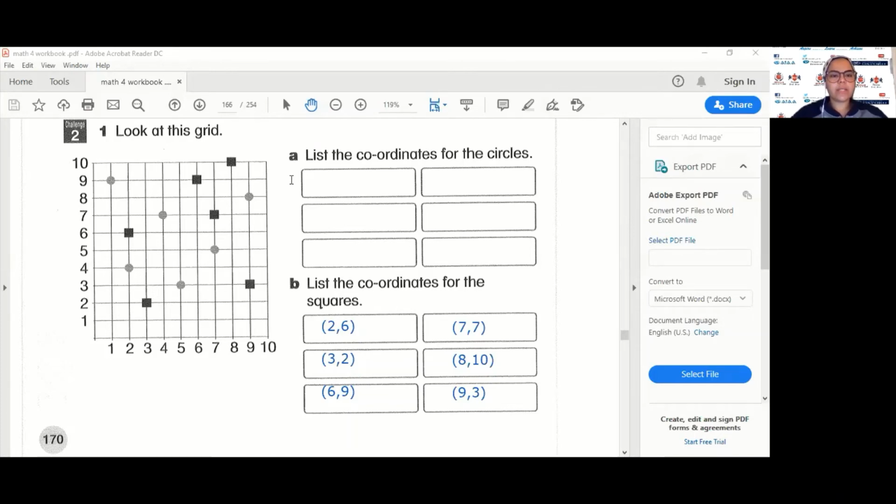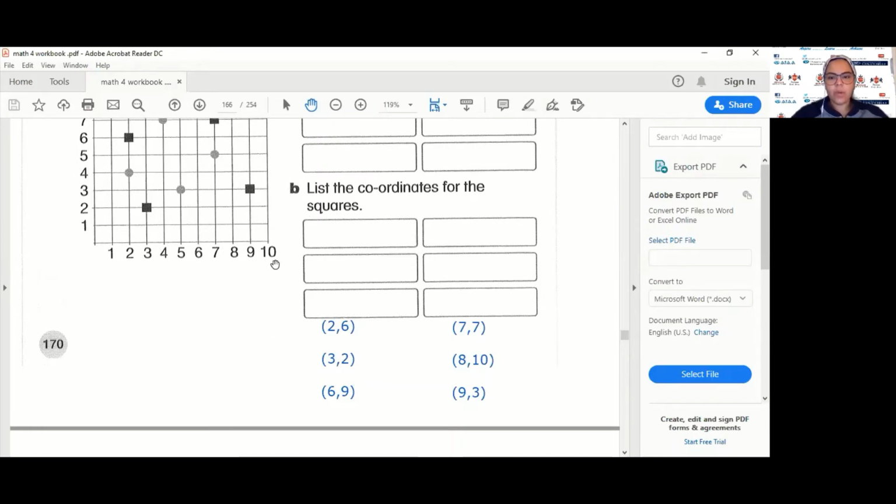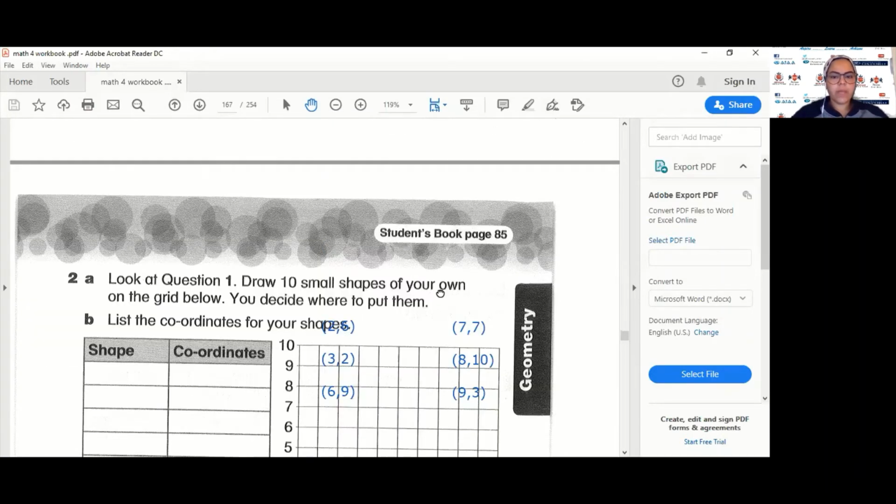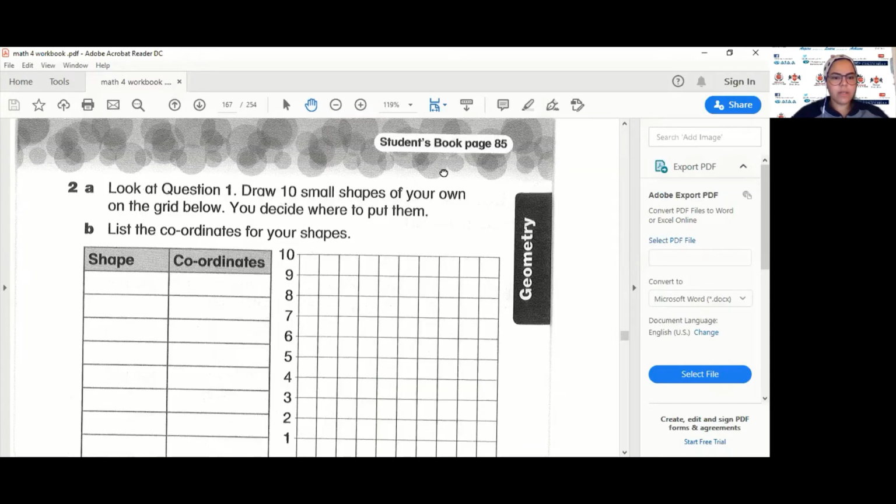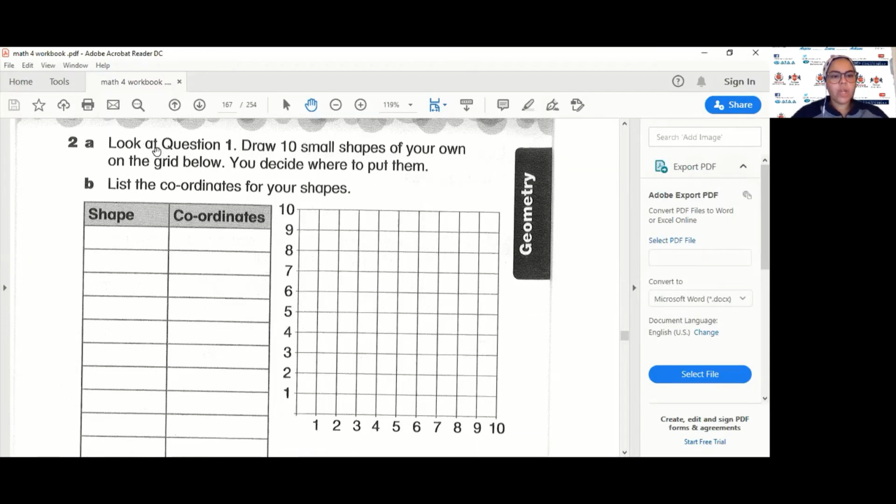Okay, let's go to the next question, Yazina. You said that you don't understand question number 3. We are going to do all of them, don't worry. Here we have this question. Look at question number 1. Draw 10 small shapes of your own on the grid. Below, you decide where to put them, and then you are going to list the coordinates of your shape. This is so easy. I'm just going to show you 2, and you're going to do the rest, okay?